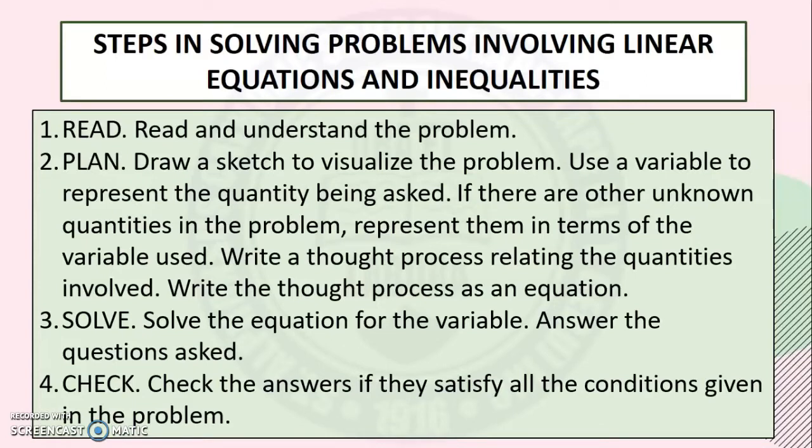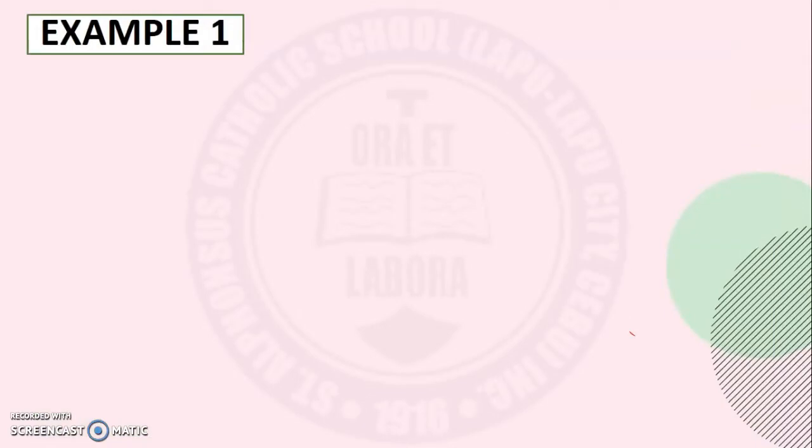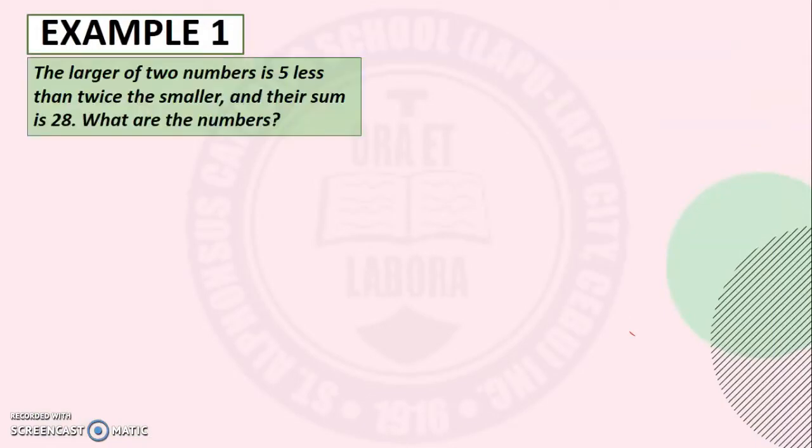Now let's have examples. Example number 1. The larger of two numbers is 5 less than twice the smaller, and their sum is 28. What are the numbers? So let's solve this problem.